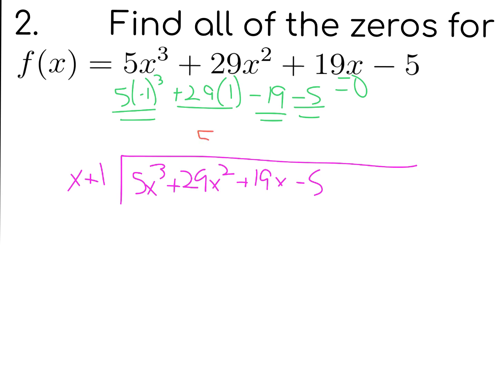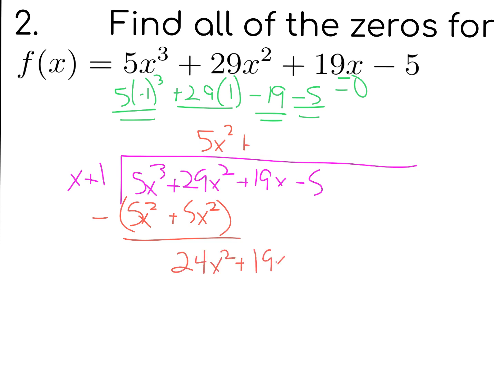So 5x squared. 5x squared plus 5x squared. Subtract down. 29 minus 5 is 24, plus 19x, so 24x. Wait a minute. What did I write here? That's supposed to be 5x cubed, I'm sorry. There we go.